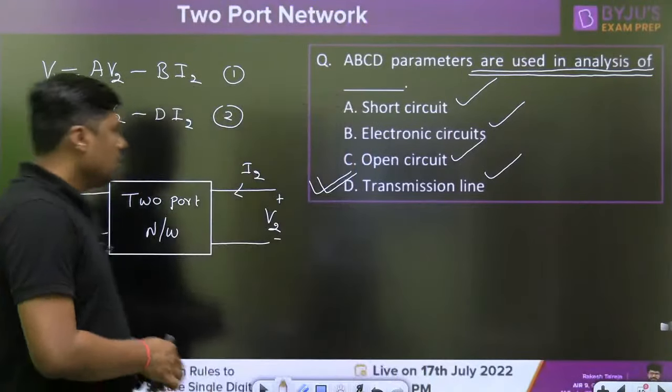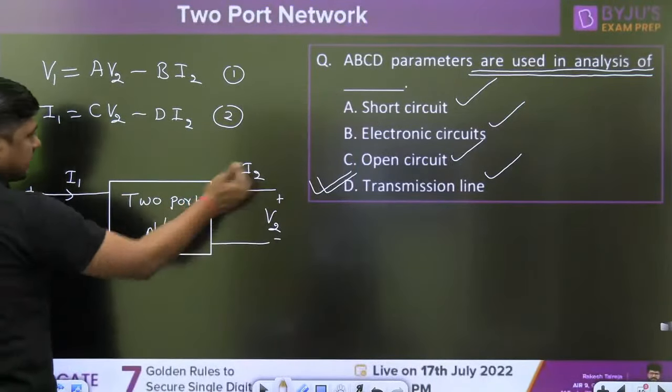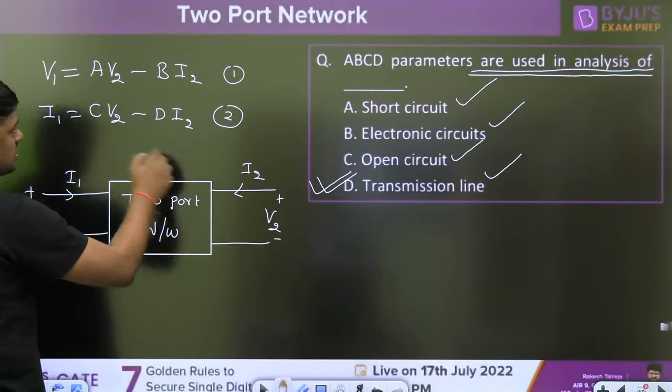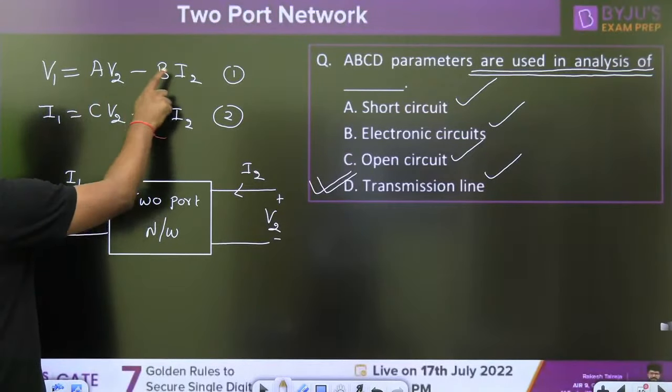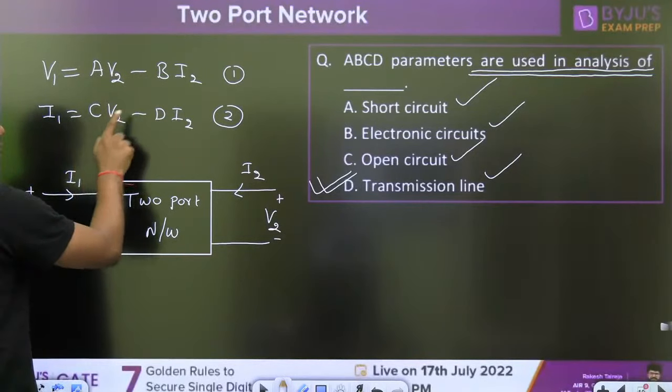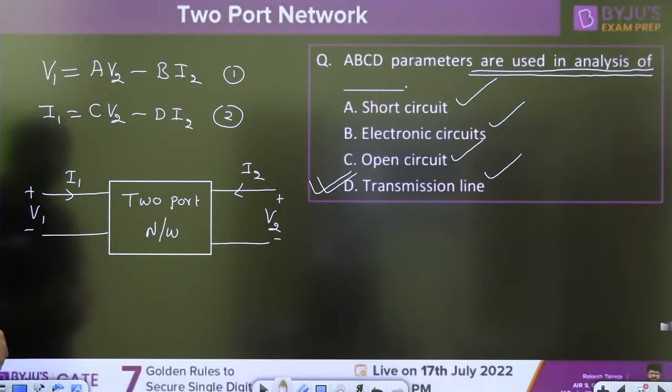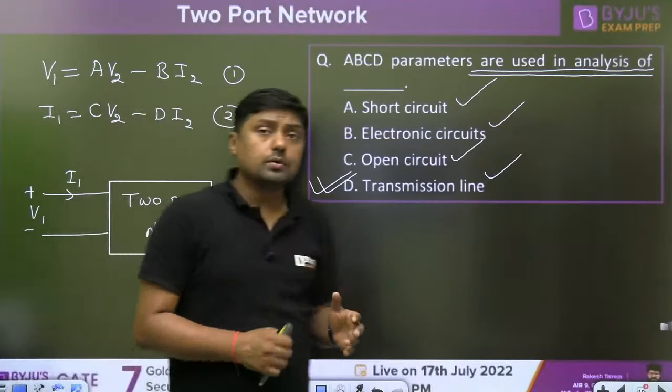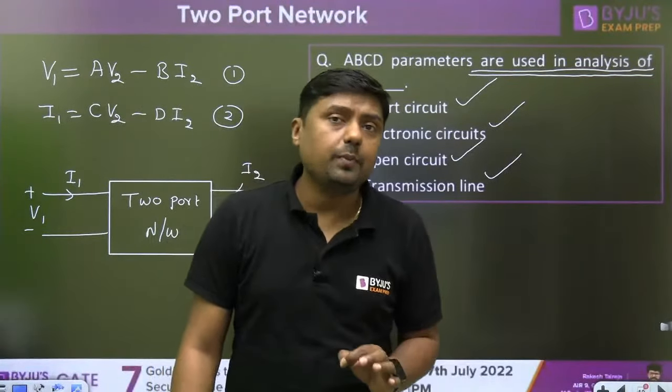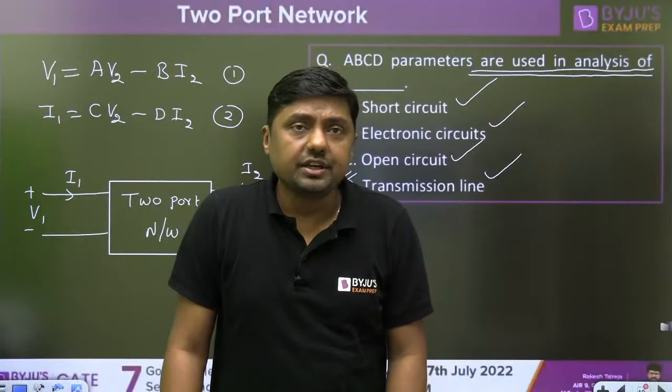Always remember, this current is inside, this current is inside, I1 inside, I2 inside, and that's why we are writing AV2 minus BI2 and CV2 minus DI2. That is the formula. Okay, that is about the transmission line parameter, that is the A, B, C, D parameters.